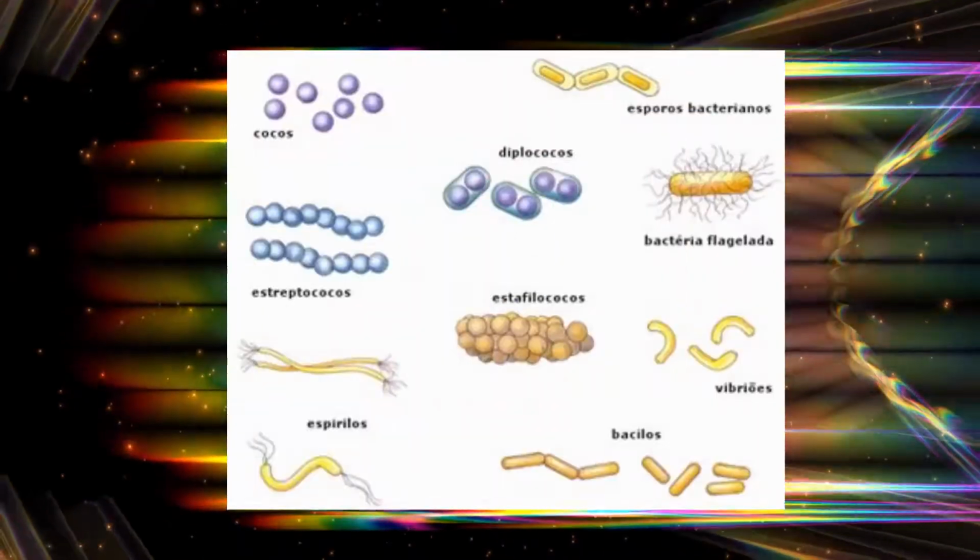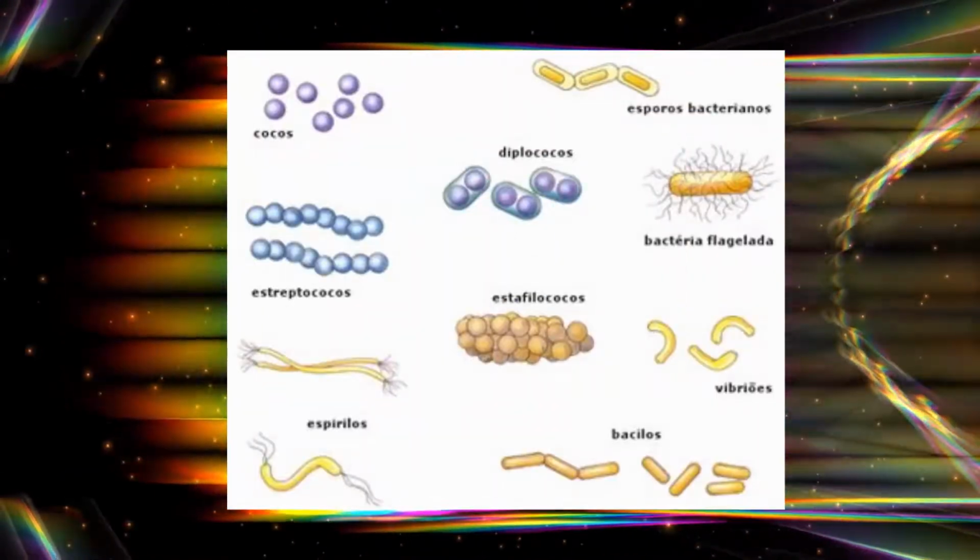Eighth, their cytoplasm has very few structures inside. Ninth, they use flagella for movement. The flagella is composed of flagellum. 10th, they have no mitochondrion. 11th, no chloroplast. 12th, cell division is by binary fission, which is a very simple division. 13th, they have only a single chromosome.